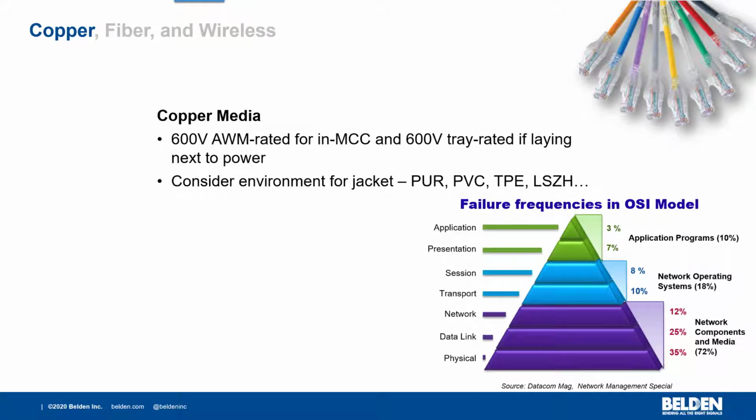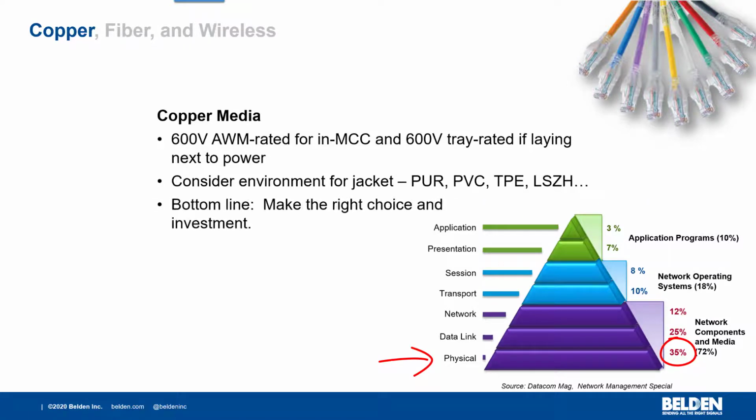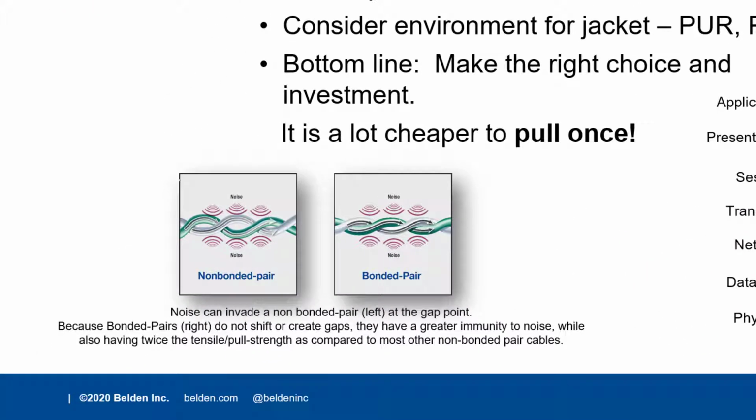And because 35% of network failures are attributable to the physical media, make sure that you make the right investment and make the right choice. It's a whole lot cheaper to pull the media once as opposed to having to pull it out and pulling new media. And it also needs to be noted, not all cables are made the same.